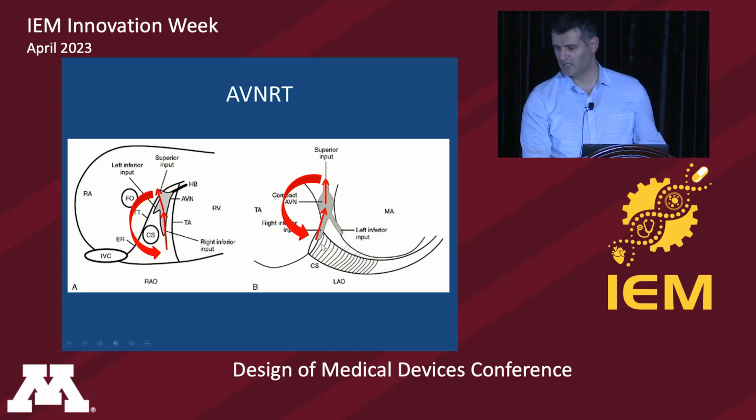This is an LAO view of it. Rightward extension, up the AV node, the fast pathway, back around, and re-enters here, and then you have an extremely fast circuit because it's a small area that's activating around. And this is how it looks usually on EKG. I'll show you. But the goal, like I said, is to ablate the slow pathway right here. We used to do that with a high degree of AV block. Now it's less than 1%.